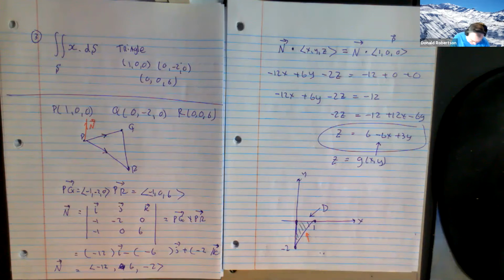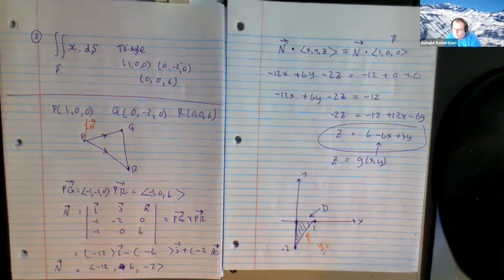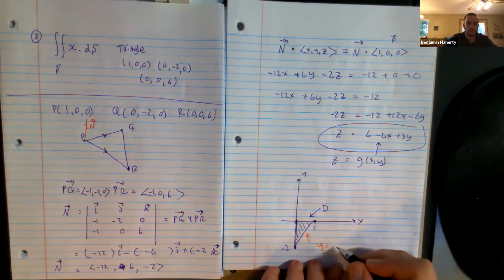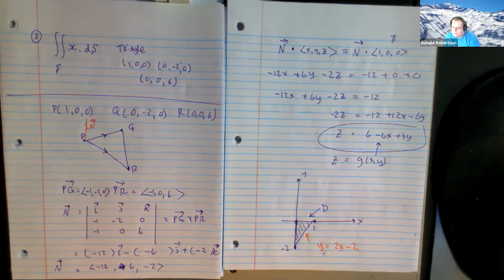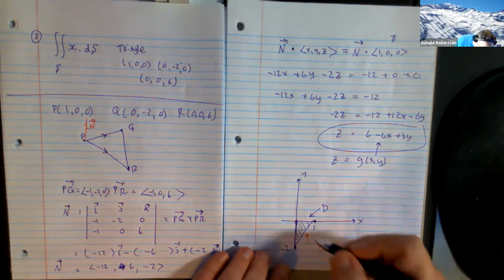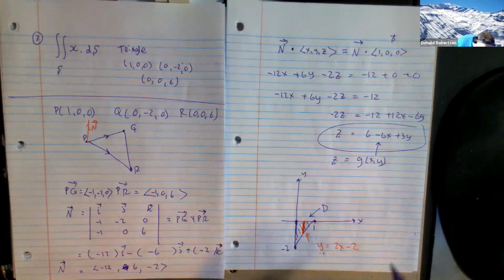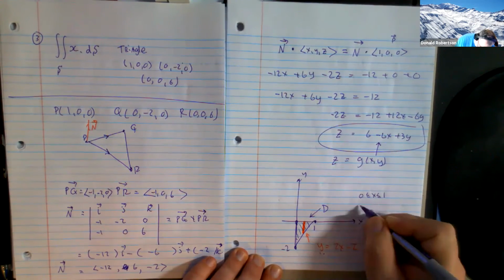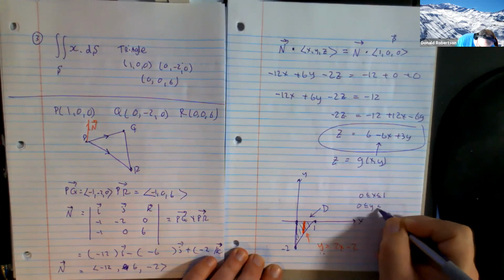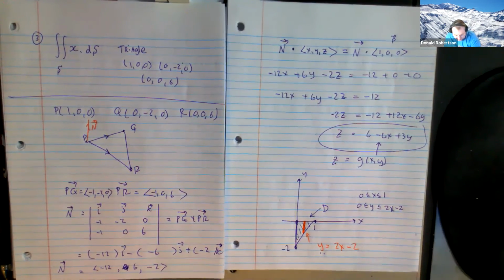What's the slope of that line? Should be able to tell just by rise over run. Positive 2. Right. And would you agree it crosses the y-axis at negative 2? So there's the equation. So when I'm putting in my little vertical rectangle, I can do the x's going from 0 to 1, and I can do the y's going from 0 to 2x minus 2, which is nice.